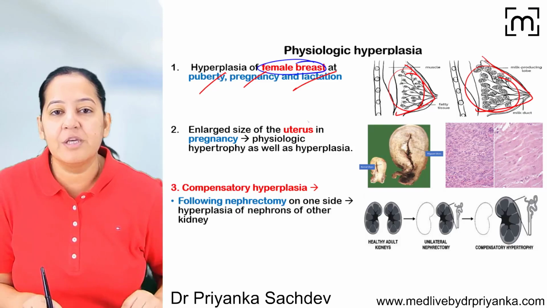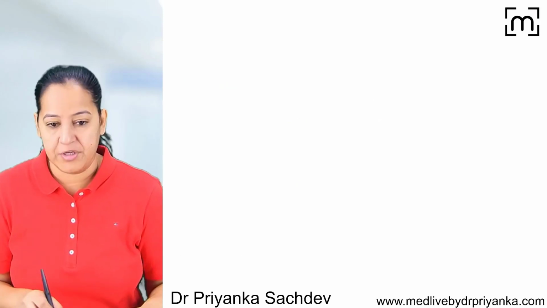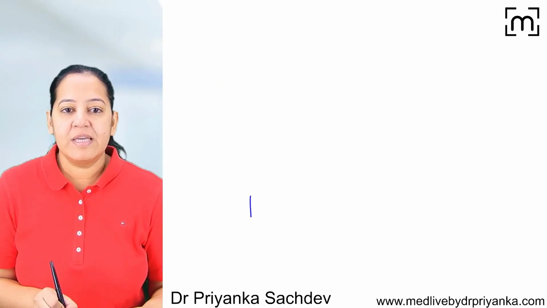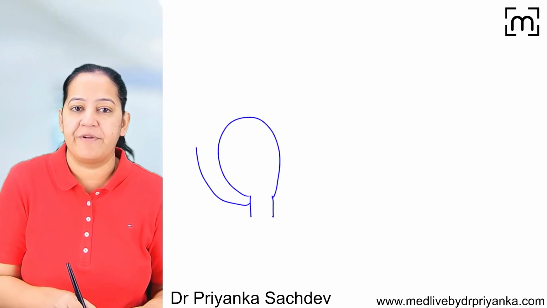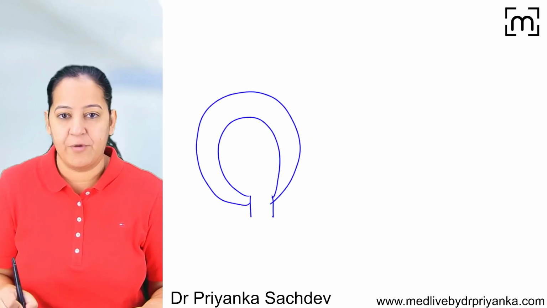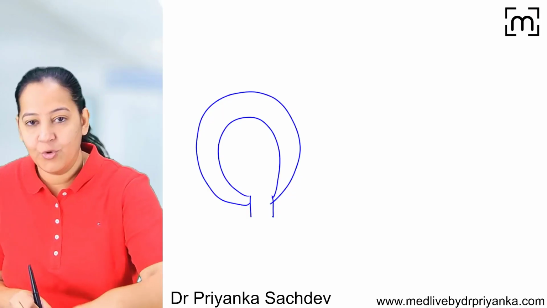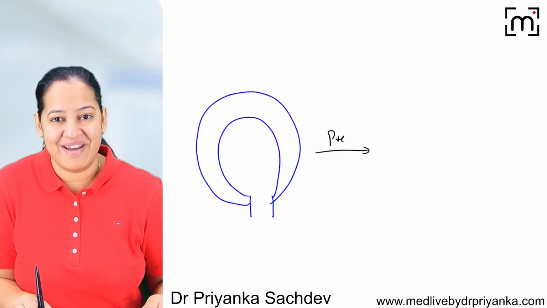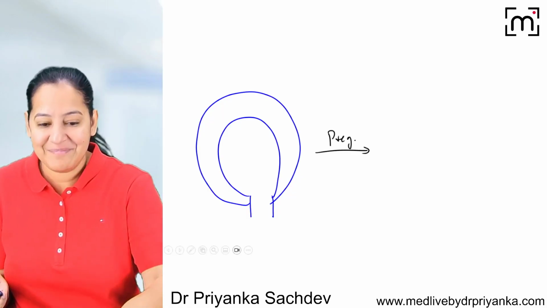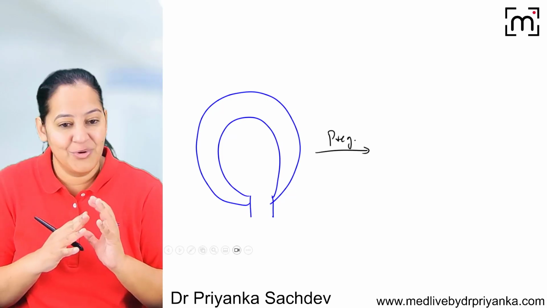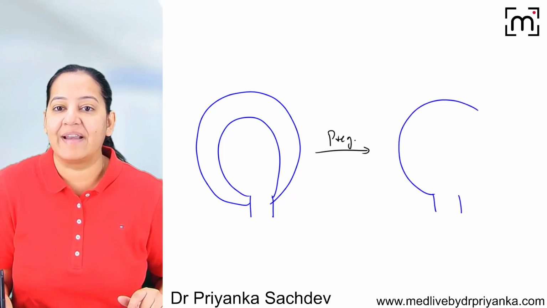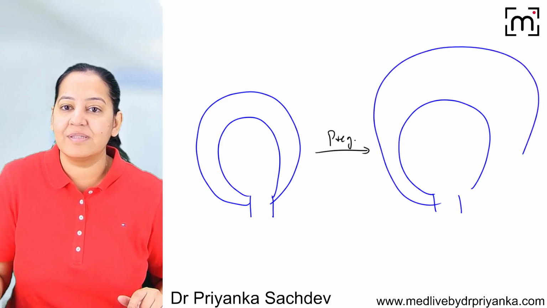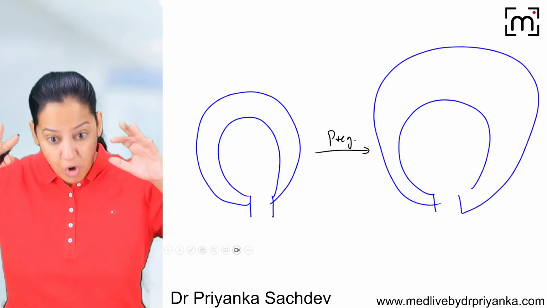The second example is the uterus. Let me draw the uterus of a lady. So see, this is the uterus I am drawing. This is the myometrium of the uterus I am interested in, not the endometrium. This is the myometrium. Now we know what happens during pregnancy. You tell me. During pregnancy, the size of the uterus increases tremendously to accommodate the fetus.